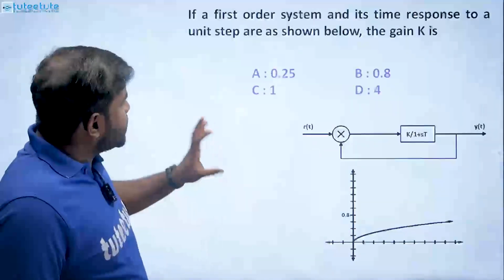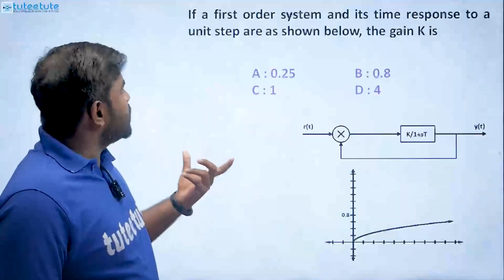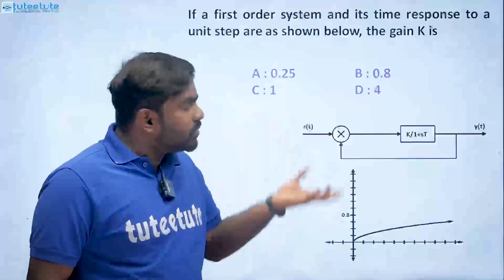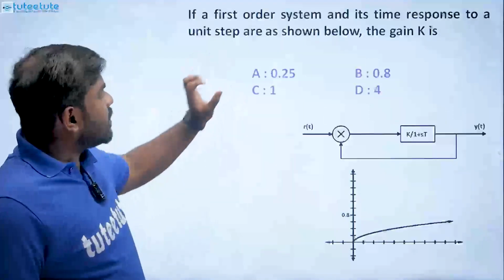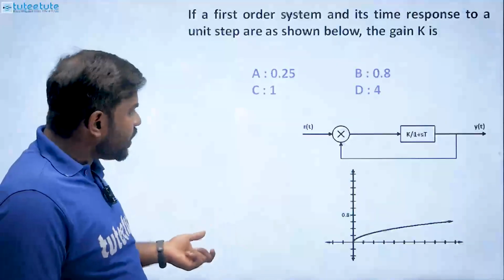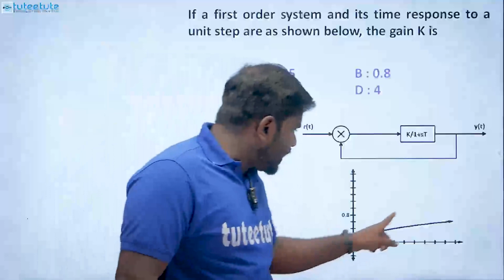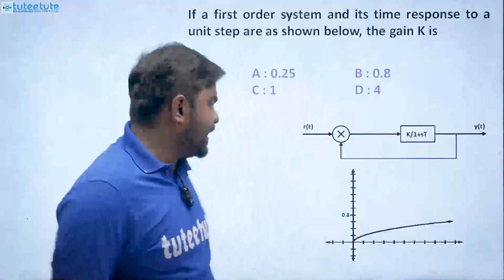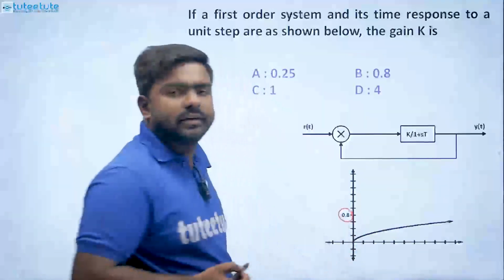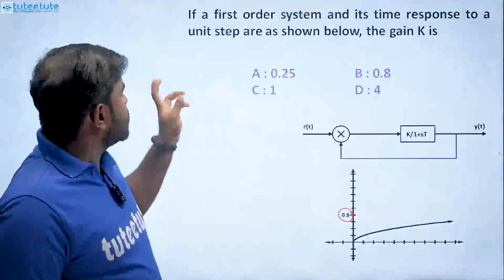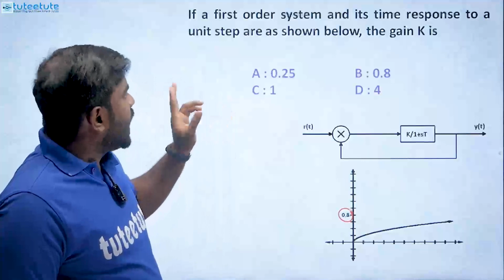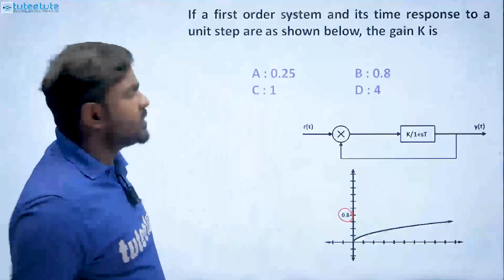If a first order system and its time response to a unit step are as shown below, the gain k is. Okay, so we have to find the magnitude of gain k. For that, it is attaining a steady state value of 0.8. Here it is given as 0.8. So we have a first order system and its time response to a unit step as shown below. The gain k has to be found out.